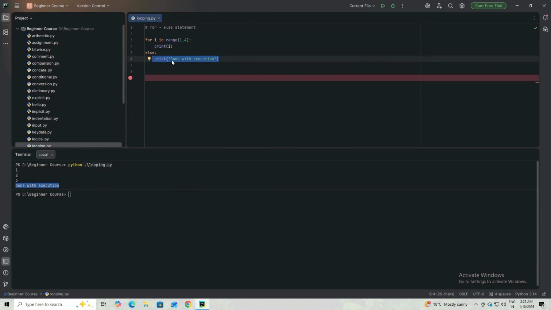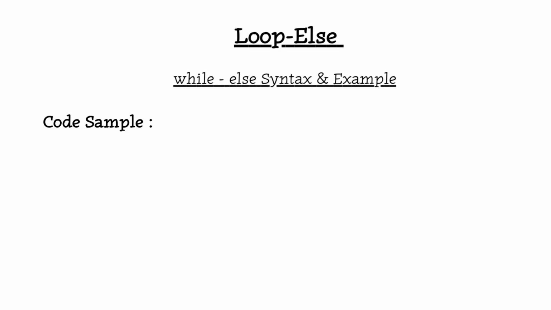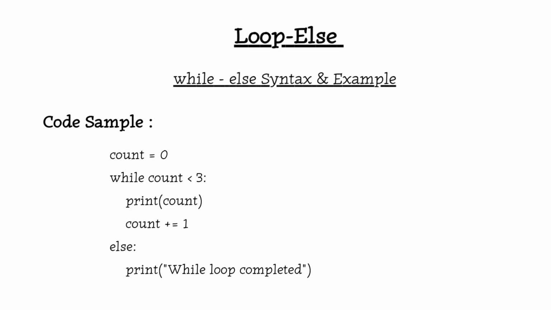So this is the difference that the else block makes along with the for loop conditions. So this is how we can use it exactly. Let's now talk about the while else syntax and the example. For the same, I have shown a small code snippet on the screen. Just bear with me. I will explain the overview right now, and afterwards I will explain a practical approach for the same in detail.